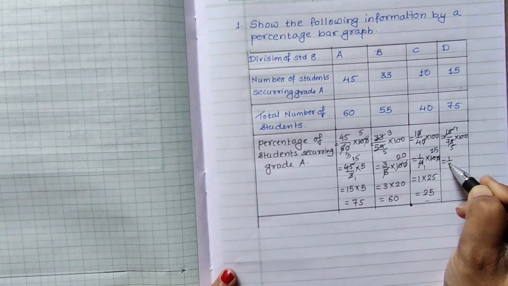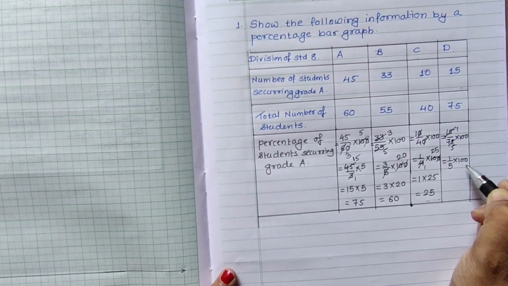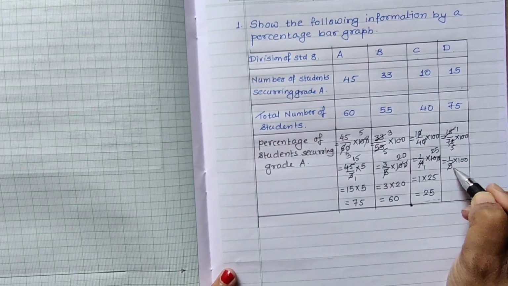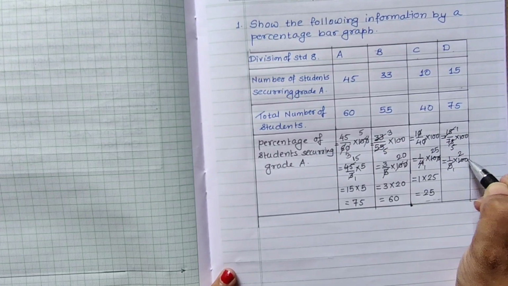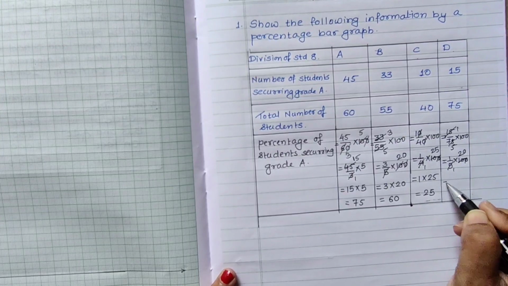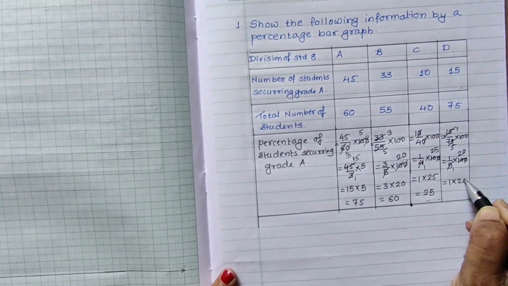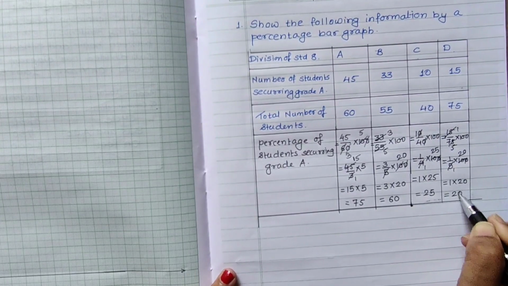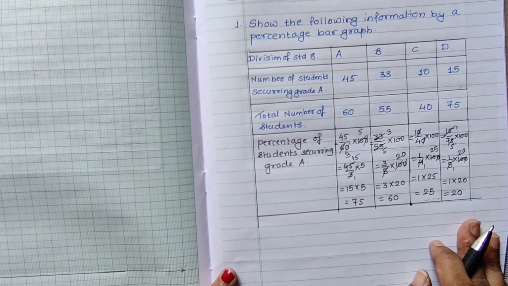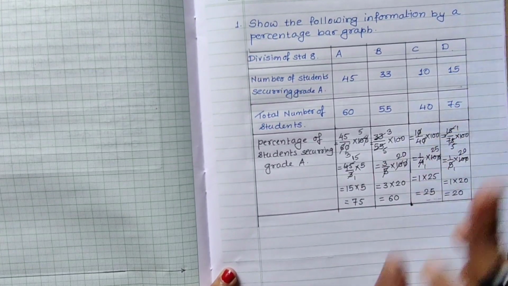We are getting 1 upon 5 multiplied by 100. Now this 100 can be cancelled by 5 again. 5 ones are 5, 5 twos are 10, and 5 zeros are 0. So 1 multiplied by 20 we are getting, that means 20. So 20% students are securing grade A in division D.